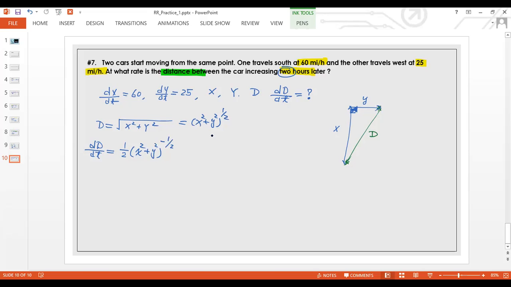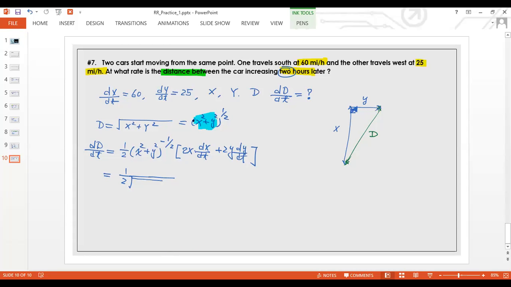And then what other rule do I need to use here? I need to do something inside here. What is that rule? Yes, we call it the chain rule, right? So with the chain rule, this is 2x times dx/dt, plus 2y dy/dt. Okay, so now we can start to put the values in here. So this is the 1/2. This negative 1/2 really just becomes the denominator, right?